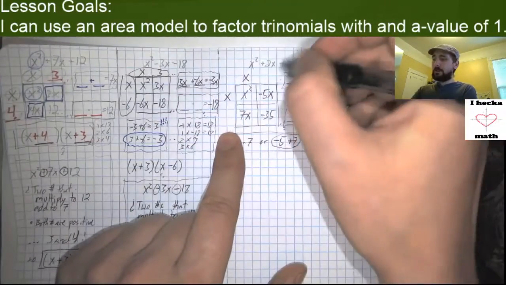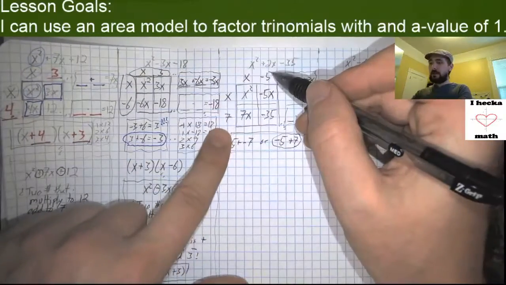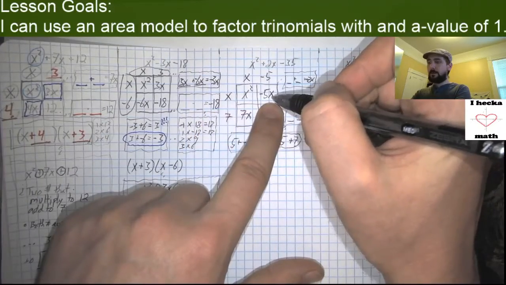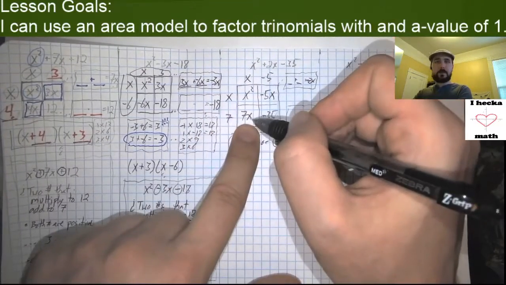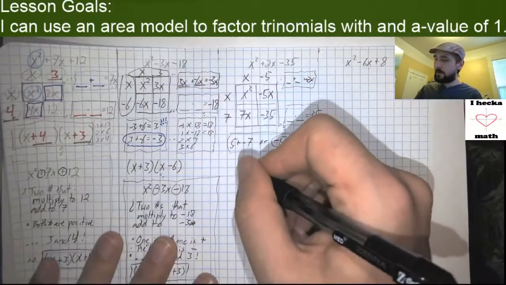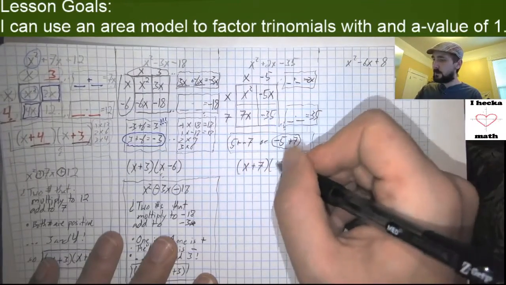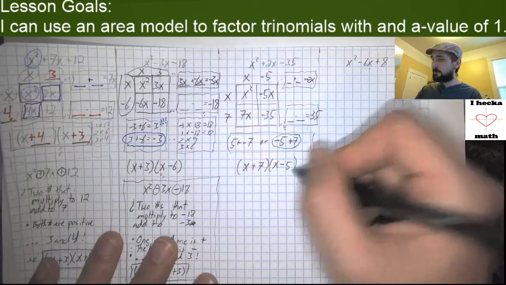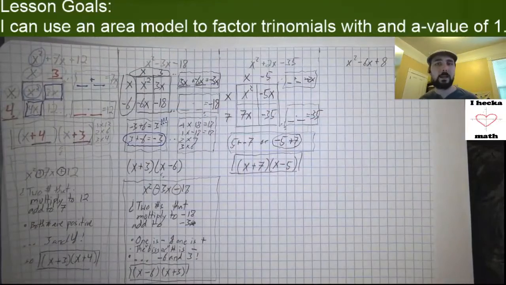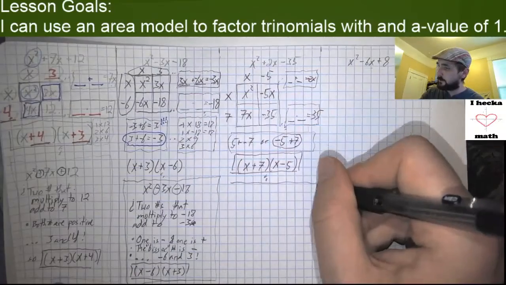And the minus 5s and the 7s are going to go on the outside here. Right? See, minus 5 and 7, negative 35. Minus 5 and x, minus 5x. X and 7, 7x. X and x, x squared. So then my final answer is going to be x plus 7, x minus 5. Ta-da!